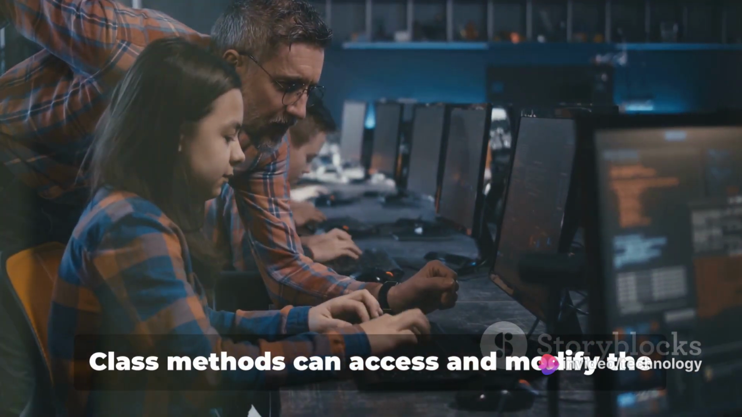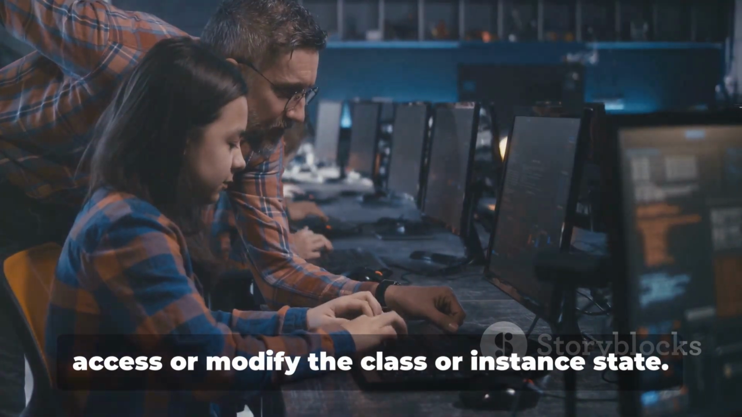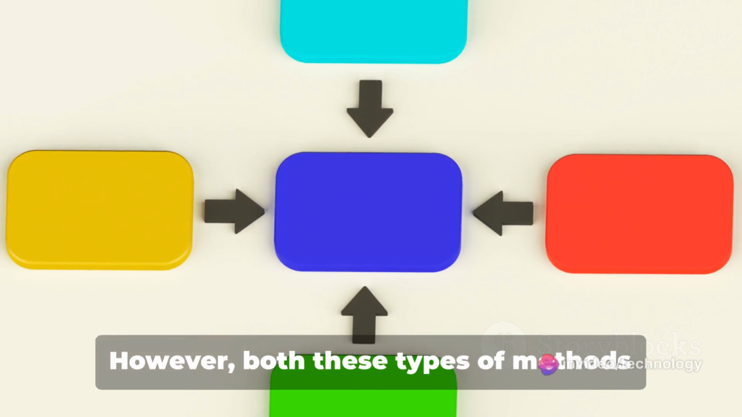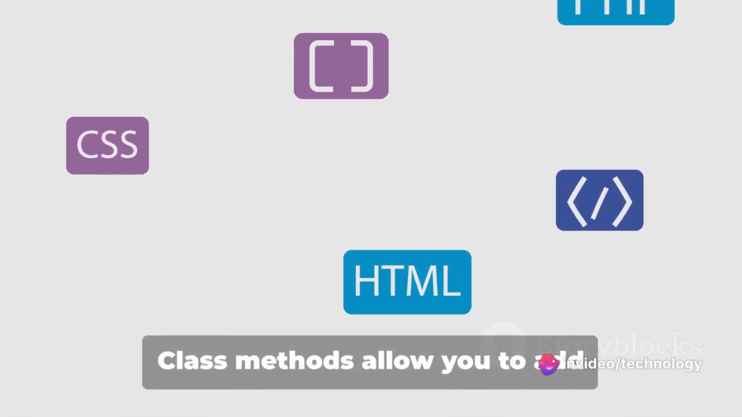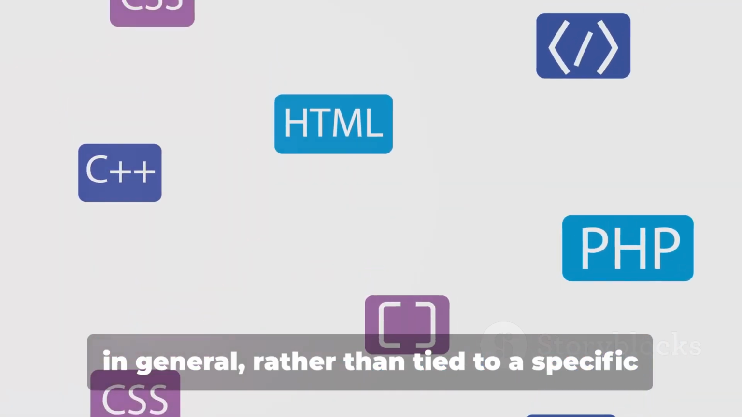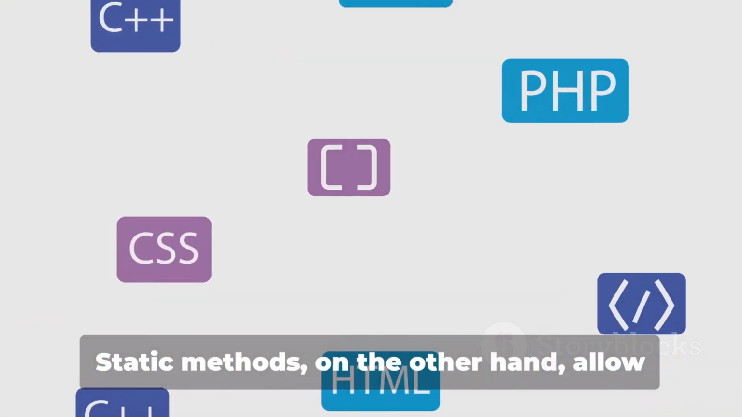Class methods can access and modify the class state, while static methods can't access or modify the class or instance state. They operate independently. However, both these types of methods serve their own purposes. Class methods allow you to add functionality that is related to the class in general, rather than tied to a specific instance of the class.